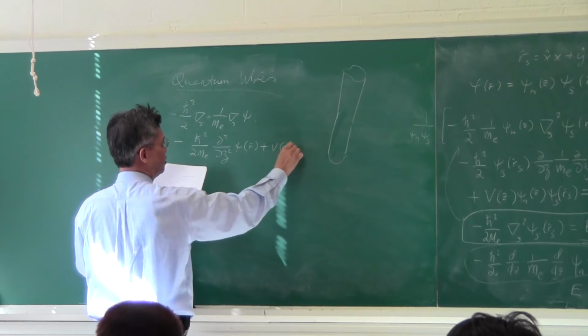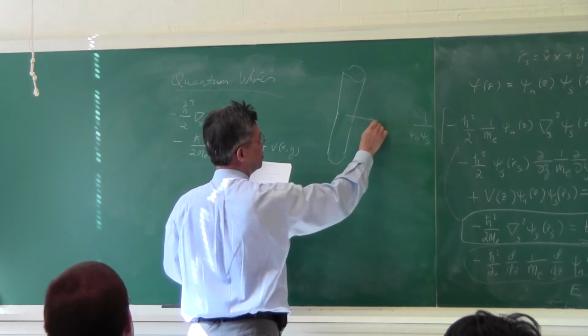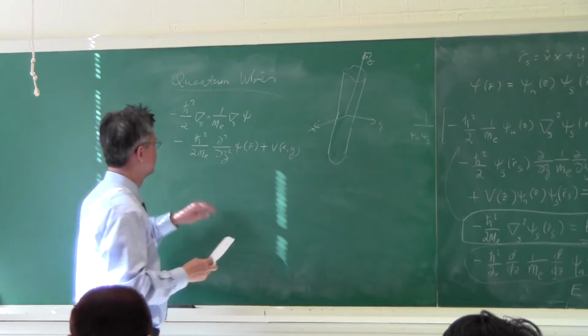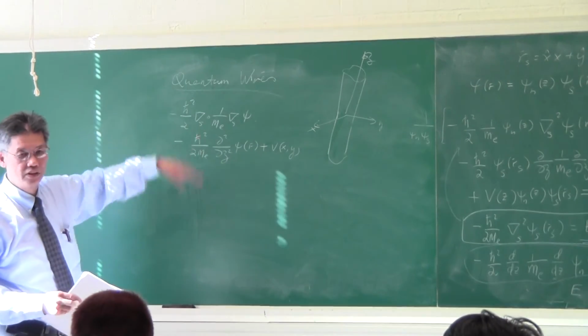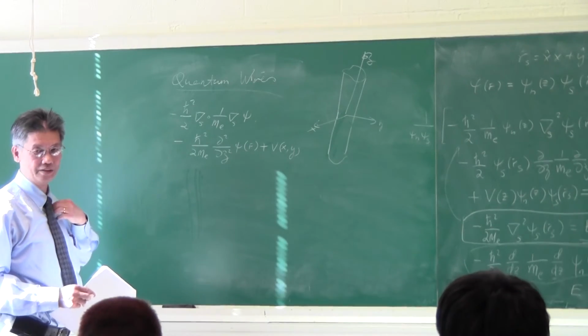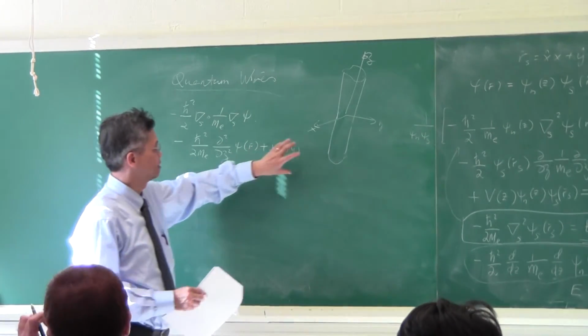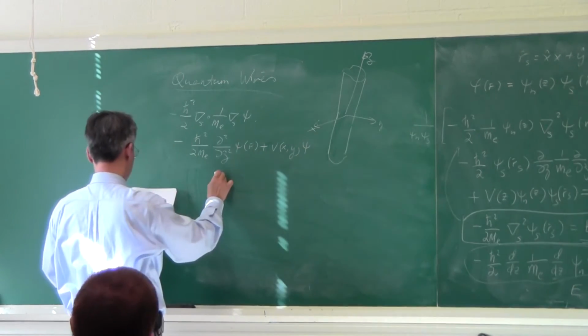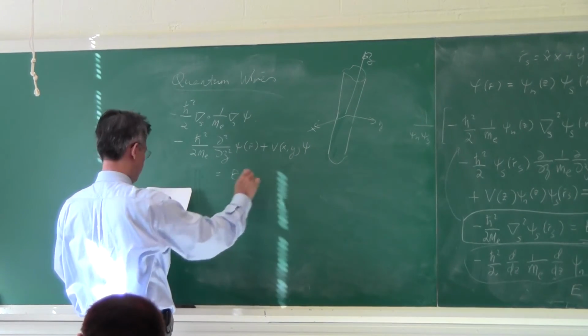The potential is also a function of x and y. And z direction has no confinement. So this thing is free. The electron is free to roam in the z direction, but it's confined in the x and y direction due to either the effective mass change or the potential change. And then E of psi.